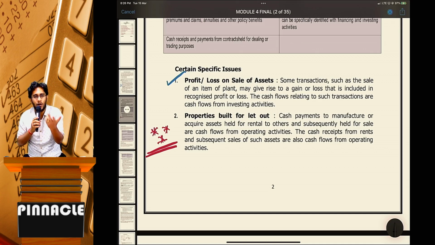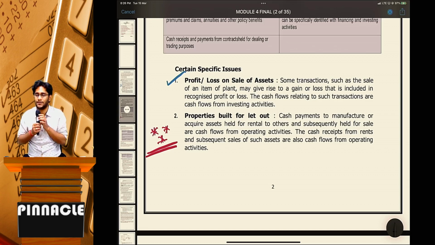operating cash flow. Sale of this asset, operating cash flow. Normally when I buy an asset, which activity? Investing. When I sell an asset, investing. Rental income, not like that. Suppose you have a land and building and you gave it on rent, sir. Is that investment income? That is an investing activity.